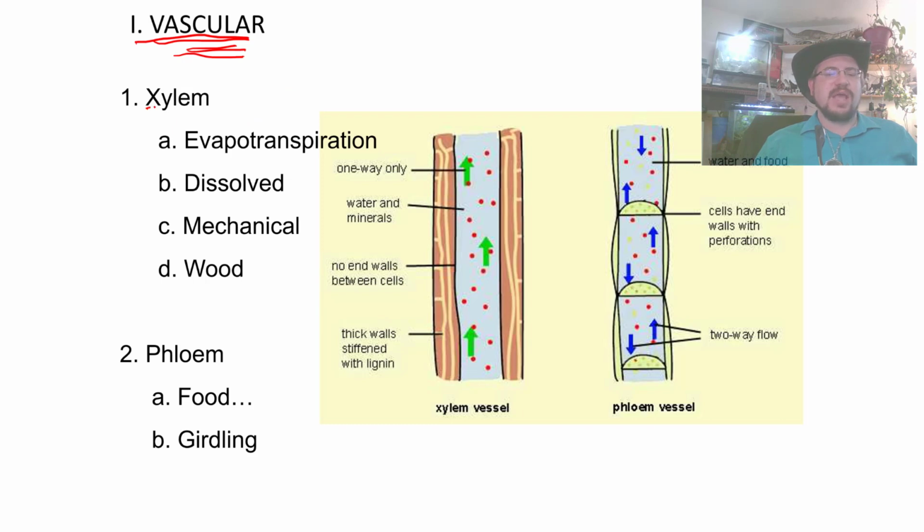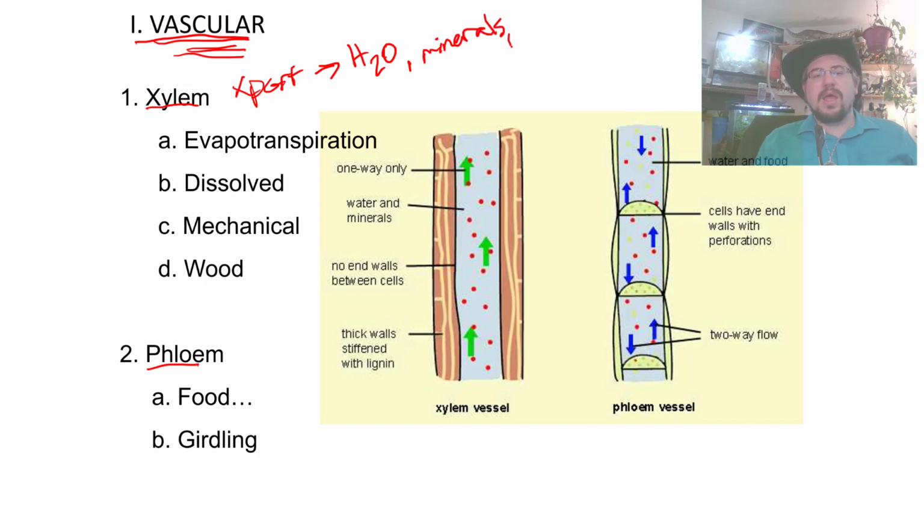Vascular tissue is divided into two types, the xylem and the phloem. The xylem is responsible for transporting, right? It transports water, it transports minerals, it transports some inorganic nutrients, right? Anything from the roots to the rest of the plant.